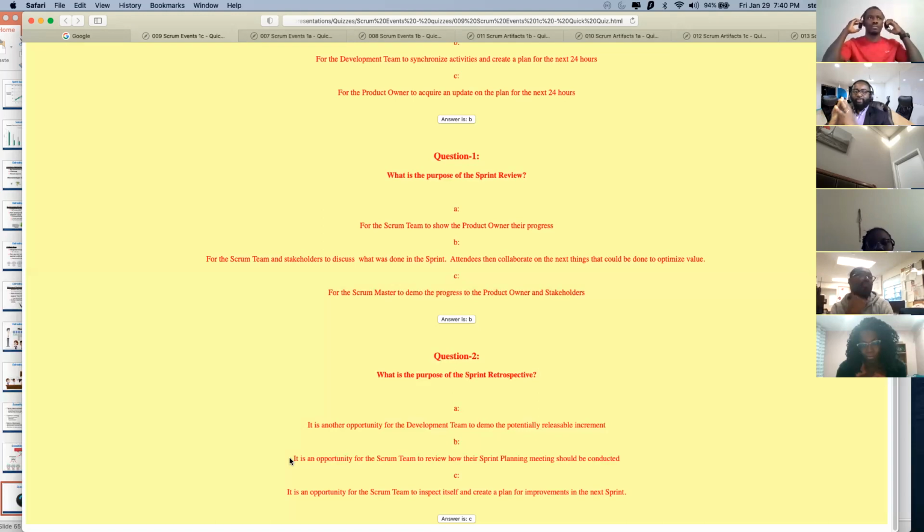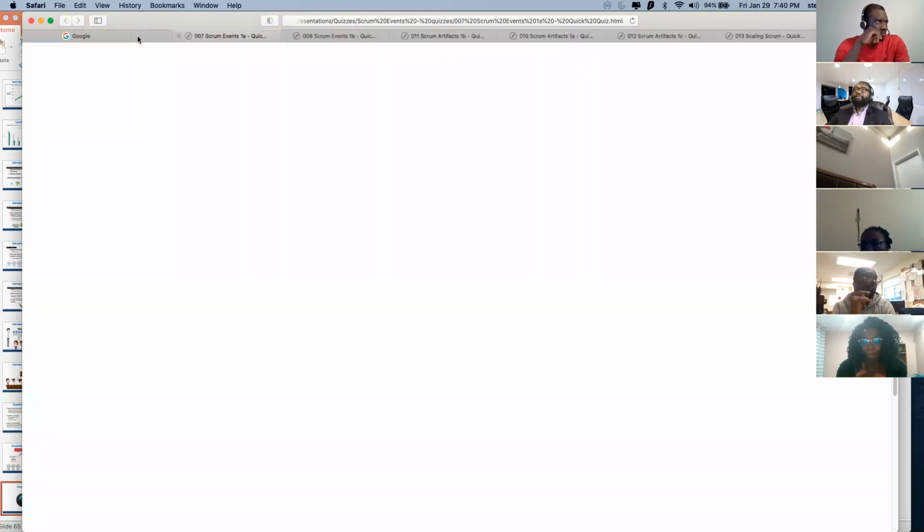It's an introspection of the Scrum team on how they're doing and the process that they're following, to make them work better in a more effective way. That's the goal of the retrospective. So that's why B is not correct. The retrospective doesn't have anything to do with the sprint planning. All right, I think we're done with this as well. Let's move on to the next one.